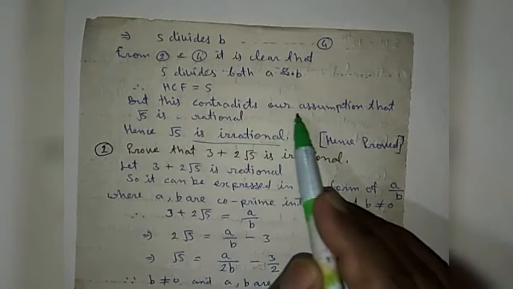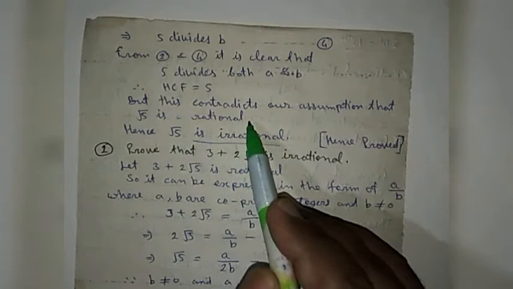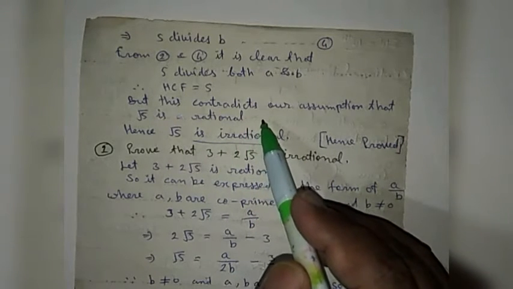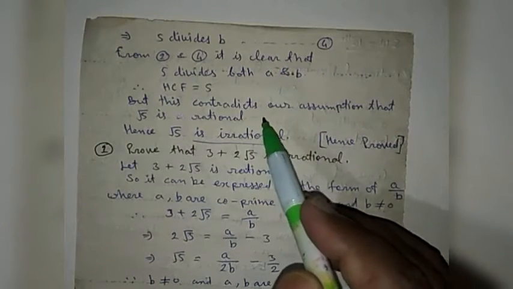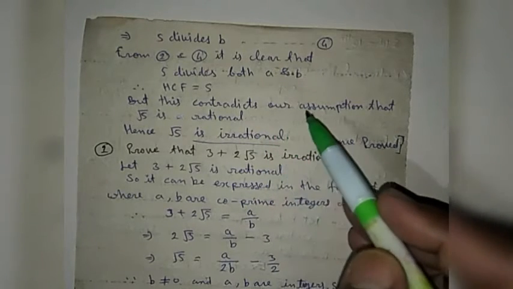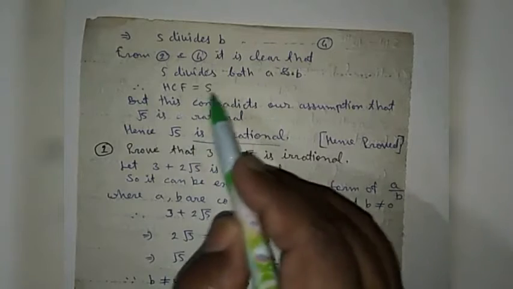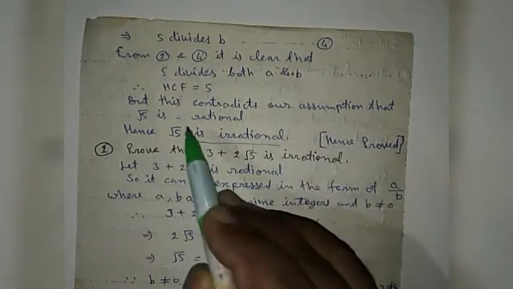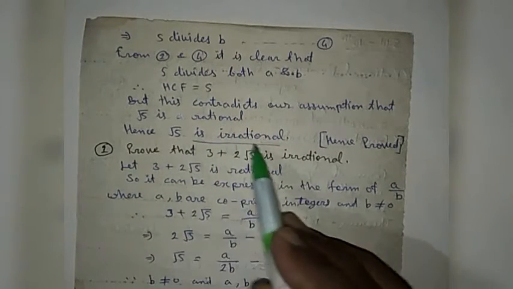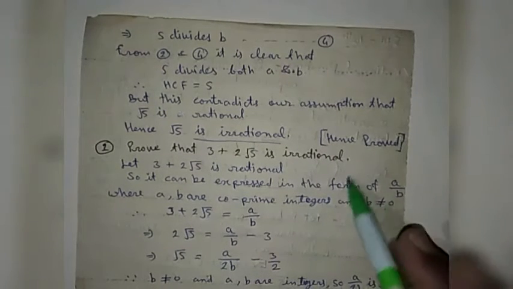But this contradicts our assumption that root 5 is rational, because there we have assumed that root 5 is rational, means it has HCF 1. But here HCF is coming 5, so it contradicts our assumption that root 5 is rational, hence root 5 is irrational. Hence it is proved.